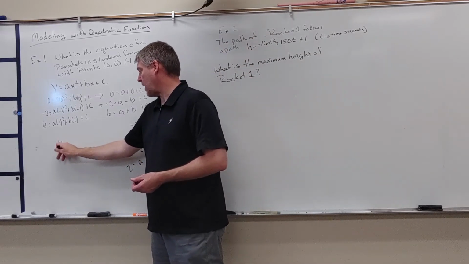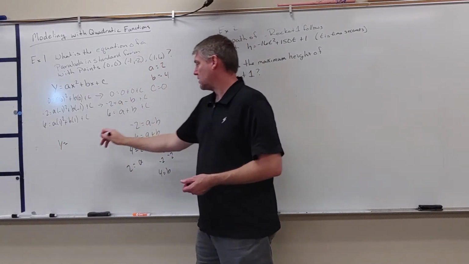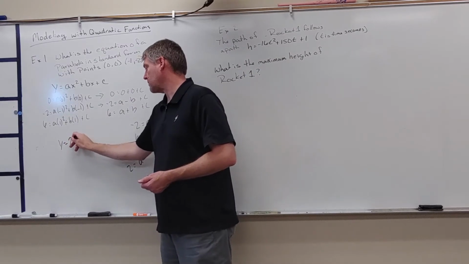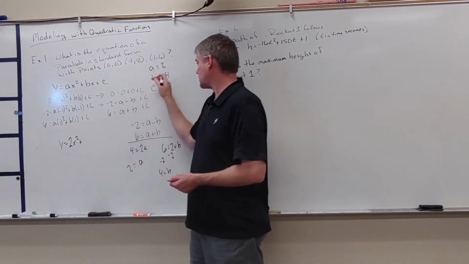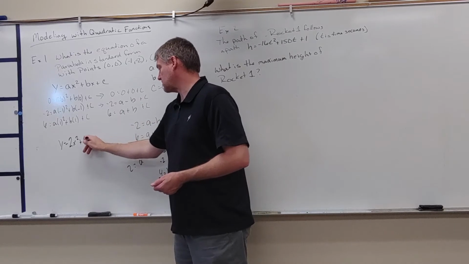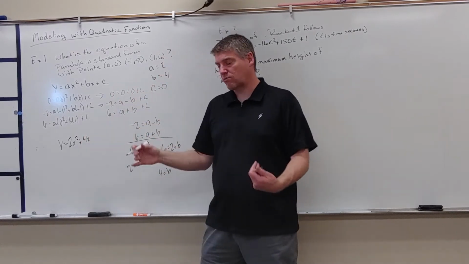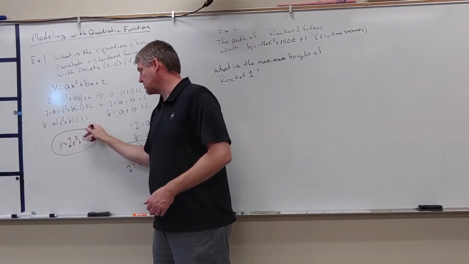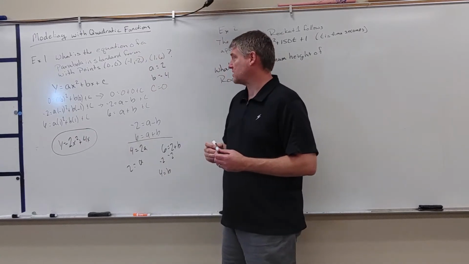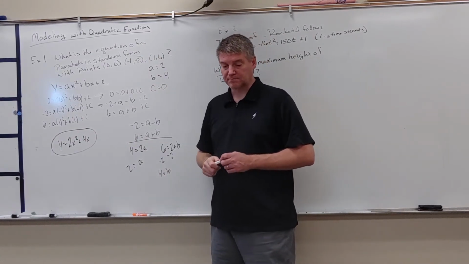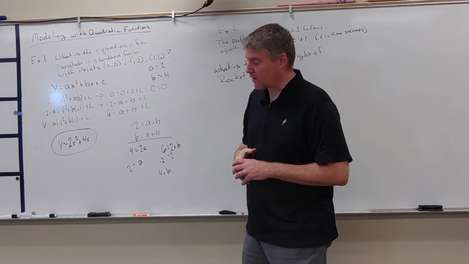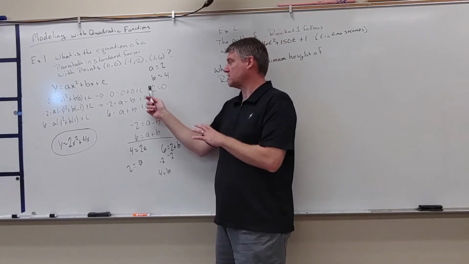So I have y equals 2x squared plus 4x plus 0. I'm not going to write the 0. And there's my equation in standard form. Okay? So we want to make sure that we are able to find these.